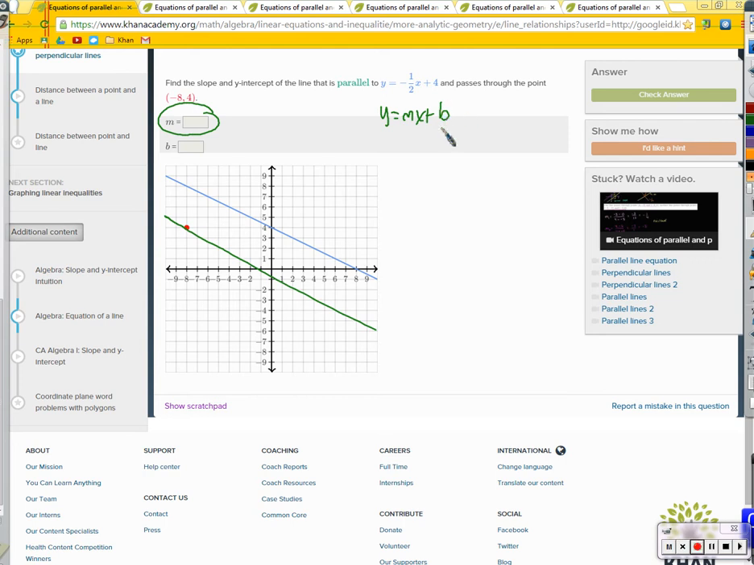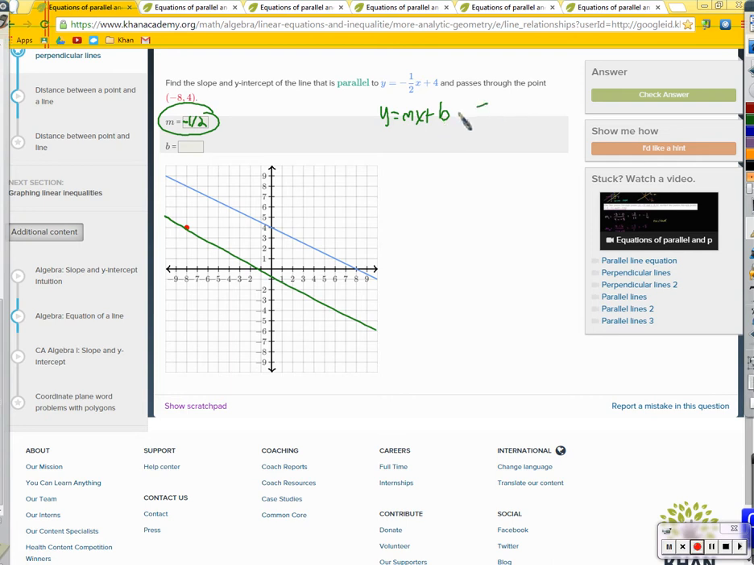The y-intercept. Where it crosses the y-axis. So the slope, we would put in here what? Negative 1/2, because it's the same as this guy here. This guy clearly has a slope of negative 1/2. Now we need to know the y-intercept. And so we're going to have to write the equation of this line, and then there will emerge the y-intercept.